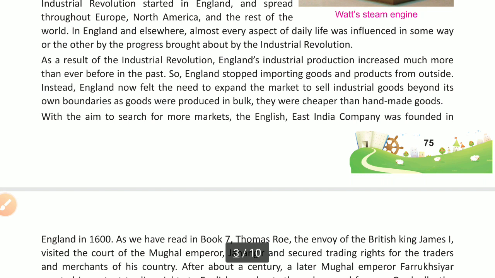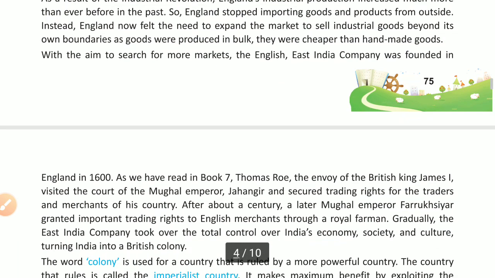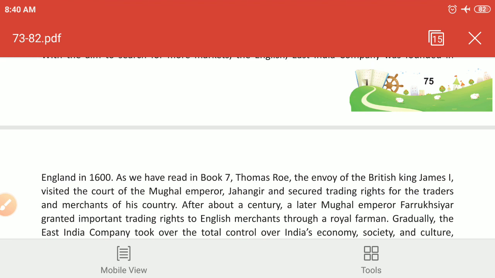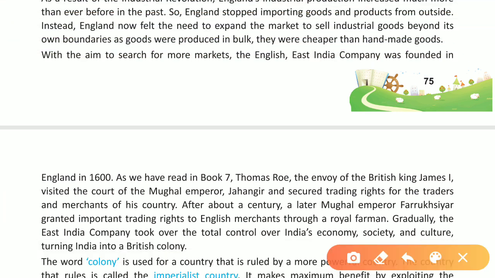With the aim to search for more markets, the English East India Company was founded in England in 1600. Very important. One short question also is there. Very important. East India Company was founded in England in 1600. In 1600. Okay.